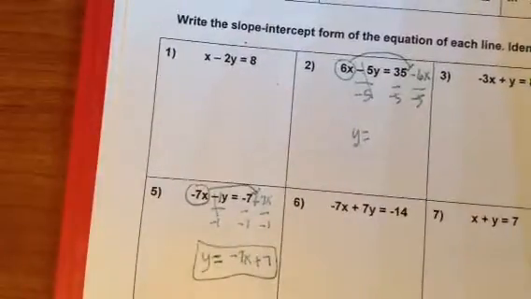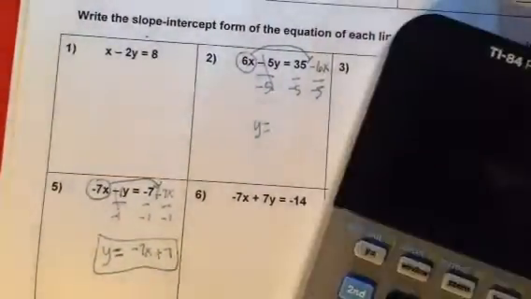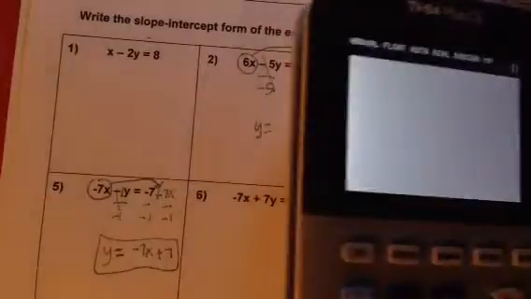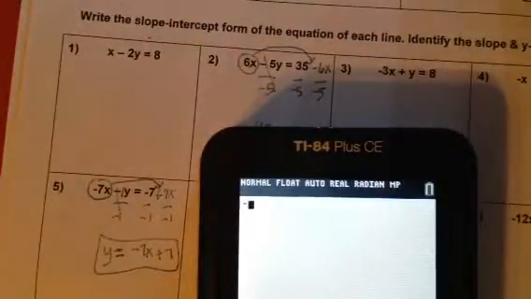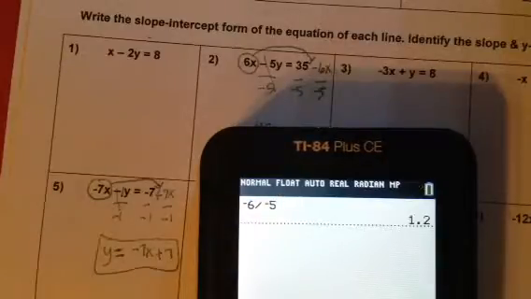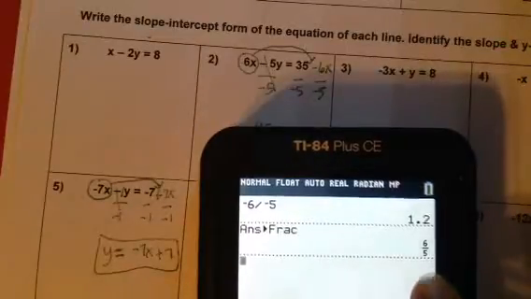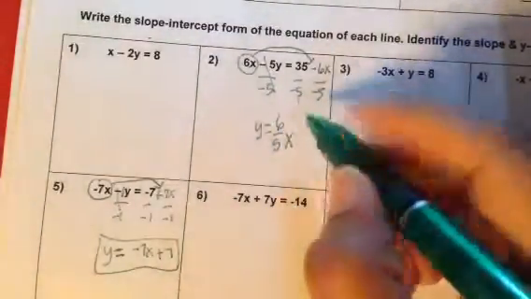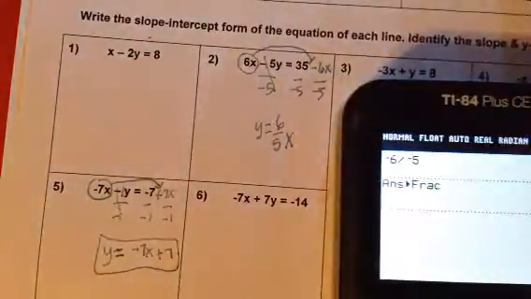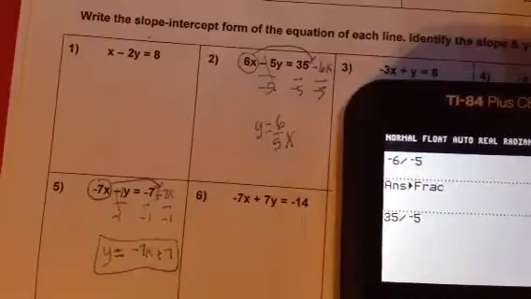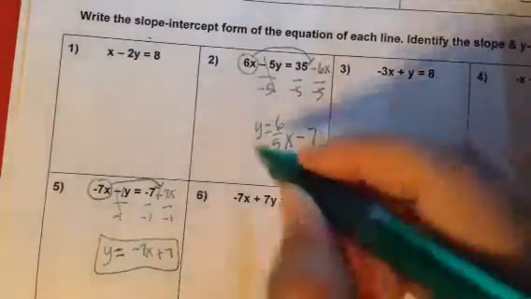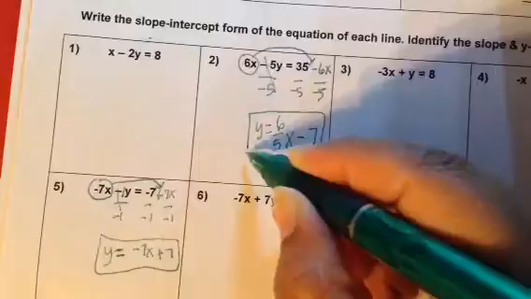And just in case you've forgotten, I'm just going to let the calculator do the work for me. So I'm going to go to the regular calculator, and I'm going to type in negative 6 divided by negative 5. And remember, we want this number as a fraction, so we'll have to do math, enter, enter. So our fraction is a positive 6/5. So 6 over 5x. And then when I divide those two numbers, 35 divided by negative 5, I get a negative 7. So because it's a negative 7, I'm going to put minus 7. And that's slope-intercept form, and I'm going to box my answer.